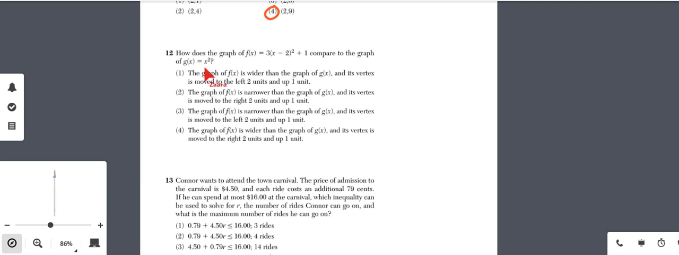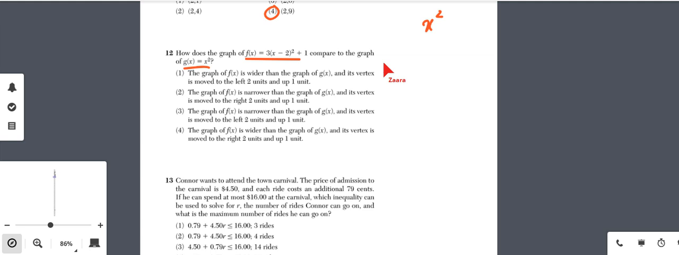In the next question, what does it say? How does the graph of f(x) = 3(x − 2)² + 1 compare to the graph of g(x) = x²? Okay. So, what is the vertex form? You have to keep it in your mind. First of all, you can see the graph of x squared. Now I'm making the changes.